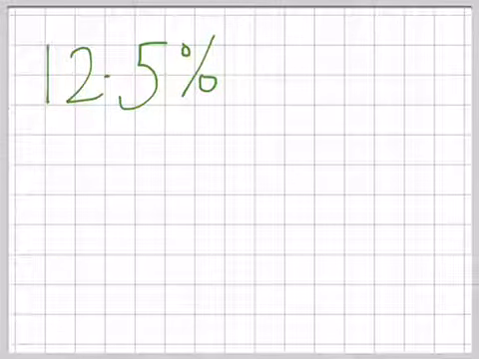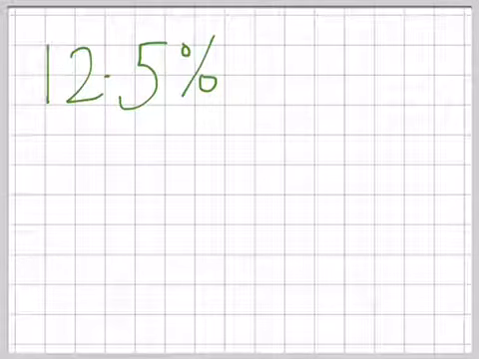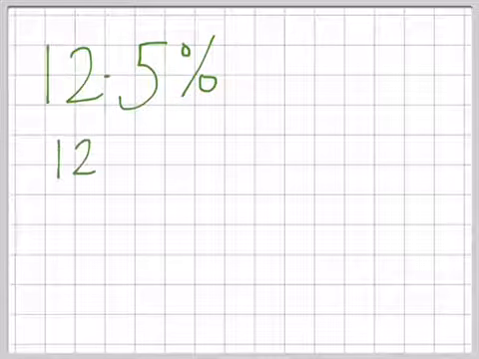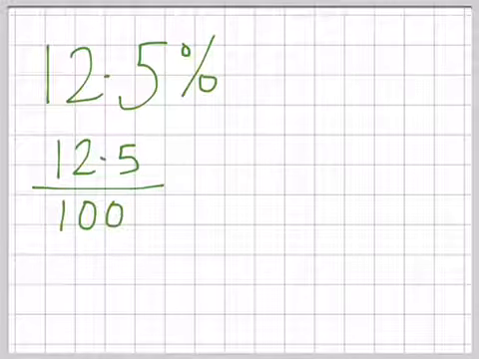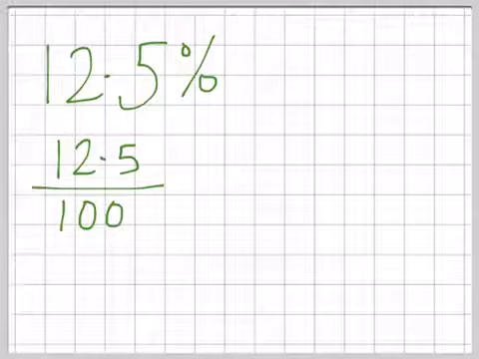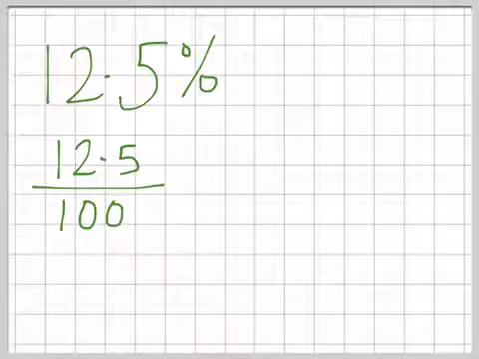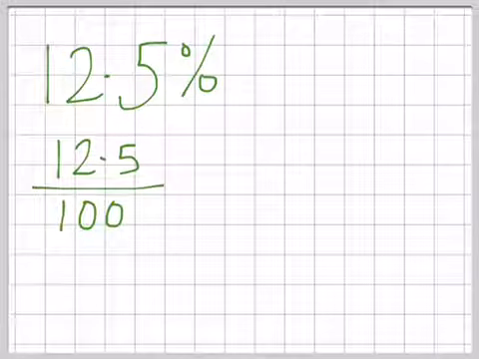Now the more challenging ones come where you have percentages like this where you have a decimal element. So the first thing we do, let's take our percentage, 12.5, and let's put it out of 100 because that's what percent means. Now this feels very strange because we're not used to having decimals within a fraction. It feels a little bit wrong, but we're going to adjust this fraction now to make it a little bit more realistic.